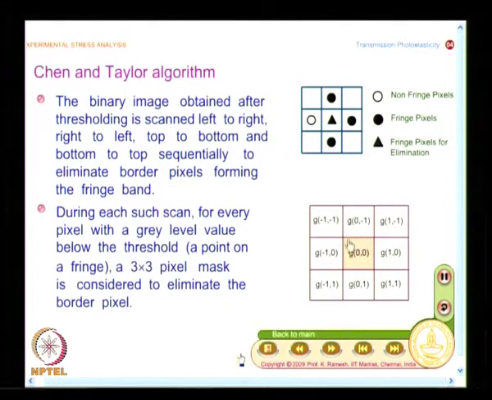And what is also given pictorially is, I want to identify with a triangle, this is the fringe pixel for elimination in this case, and if I have a white circle, it is a non fringe pixel. Then if I have a dark circle, I consider them as fringe pixels.